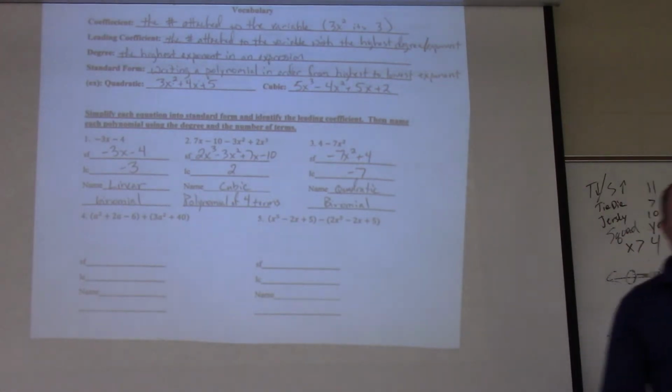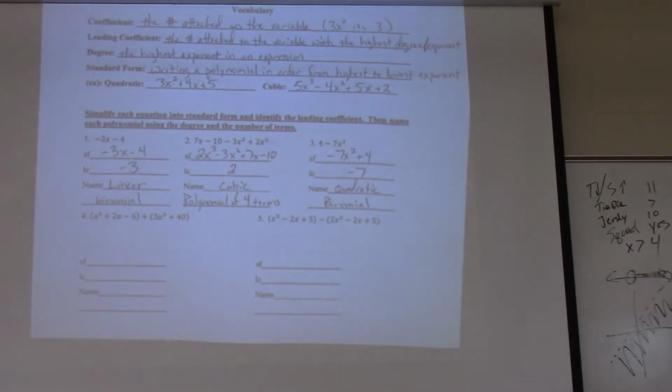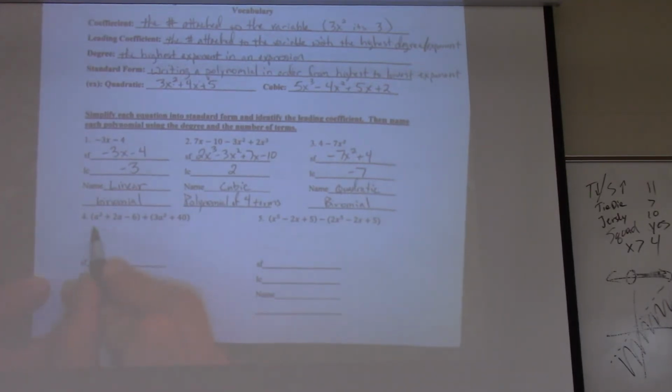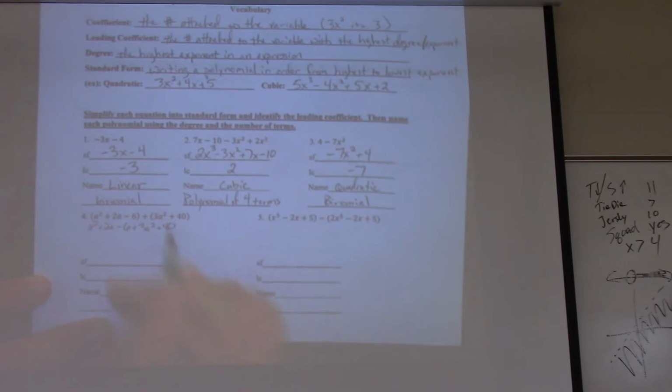Alright, so now we're going to get into a little work on 4 and 5. What should I do on number 4? We actually have to do some math before we can name it. Simplify, right? And really, because that's just a plus sign, it's just really combining like terms, right? This becomes a squared plus 2a minus 6 plus 3a squared plus 40, right off the bat.